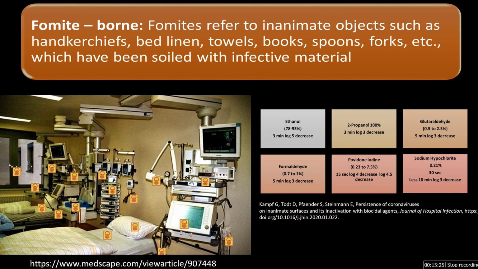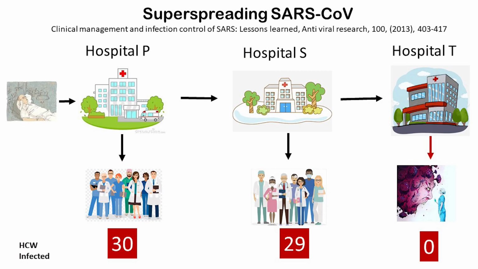Then we talk about propanol, glutaraldehyde and formaldehyde, which are usually not used because they're too toxic, and then povidone iodine. Of course, that is also not often used. And then perhaps the best one of these is sodium hypochlorite. But what is important here is that the solution must be at least a 0.21% solution. And that's extremely important.